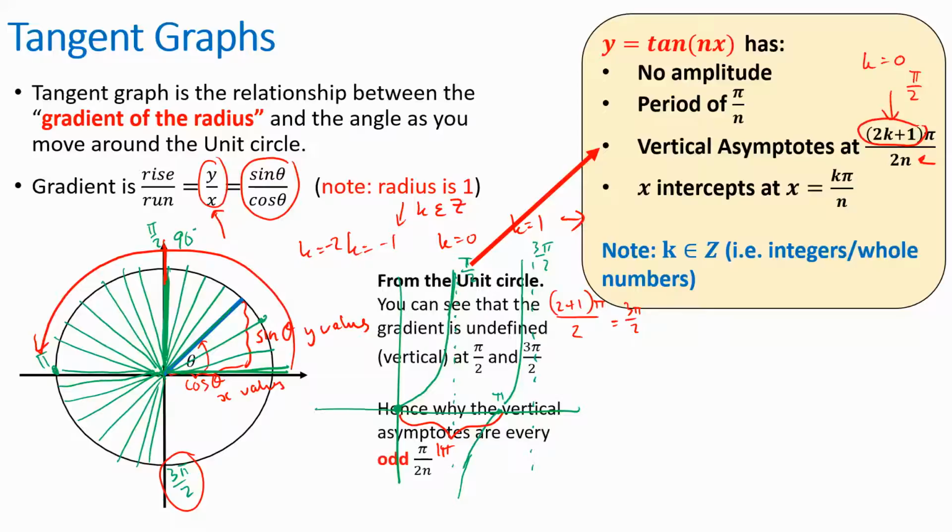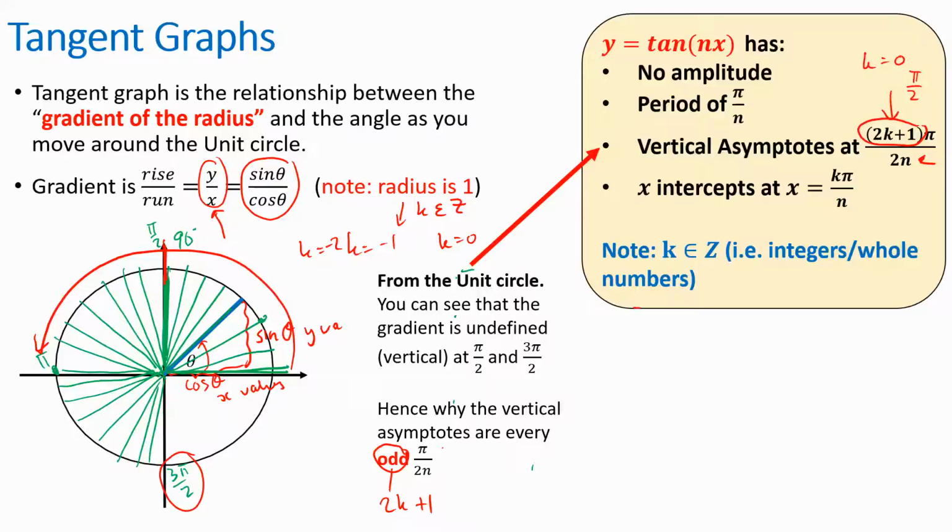Now, what I'm writing here is just in case you missed what I was saying just now. It's the same thing. From a unit circle, you can tell that the gradient's undefined at pi on 2 and 3 pi on 2, and it is every odd pi on 2. That's where the formula is coming from. So even if you've forgotten the formula, you can still derive it yourself because it's every odd. The only way to get an odd number is to take an even and add 1 to it. Yeah? So that's your definition for your tan graph. That's where the tan graphs are coming from.